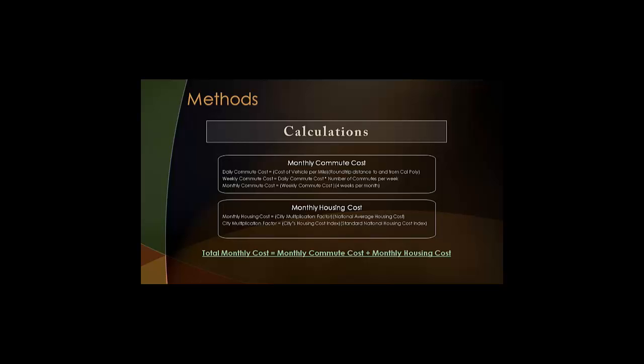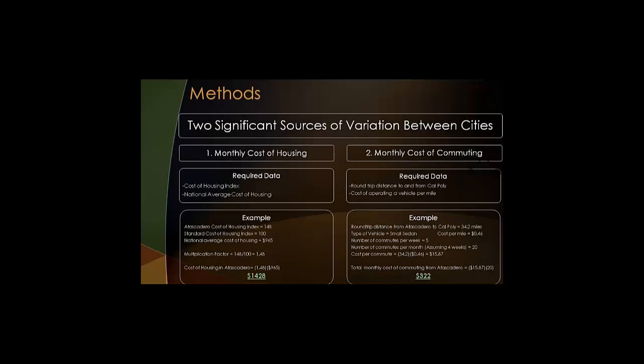The monthly housing cost is found by first calculating the expense of housing in an area relative to the national average housing cost. We'll call this the city multiplication factor. The city multiplication factor is found by dividing a city's cost of housing index by the national cost of housing index, which is equal to 100. The result is then multiplied by the national average cost of housing to give the average housing cost in that city. As stated before, two significant sources of variation exist between each city. One is the monthly cost of housing, two is the monthly cost of commuting.